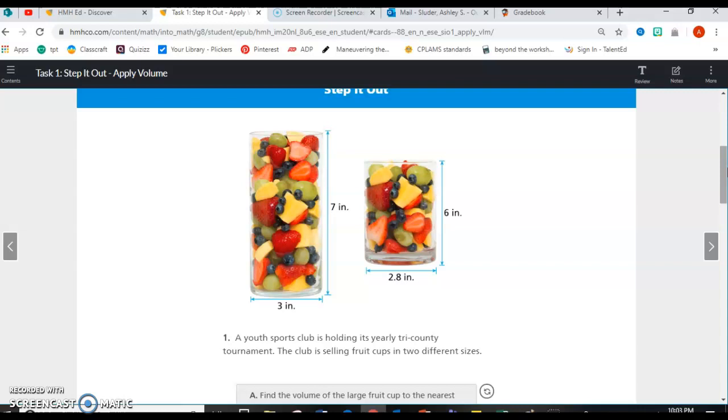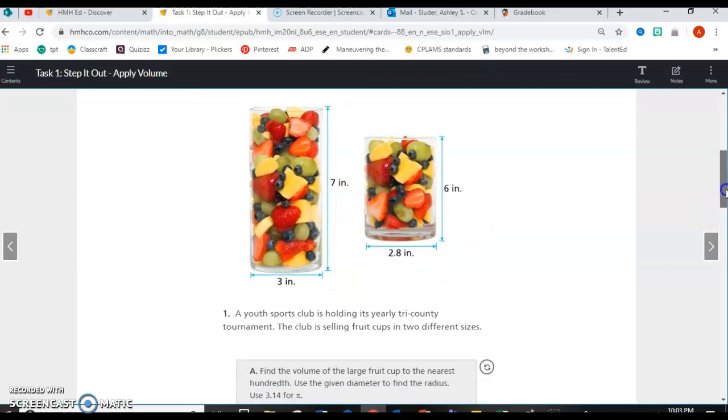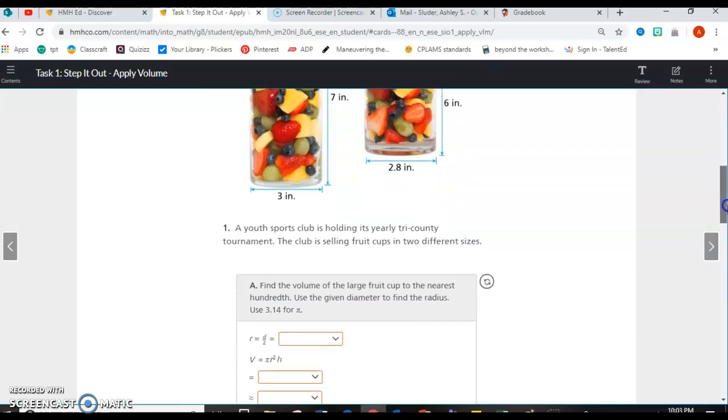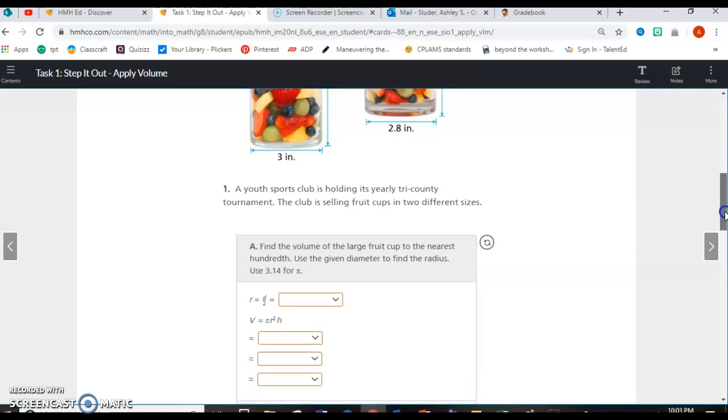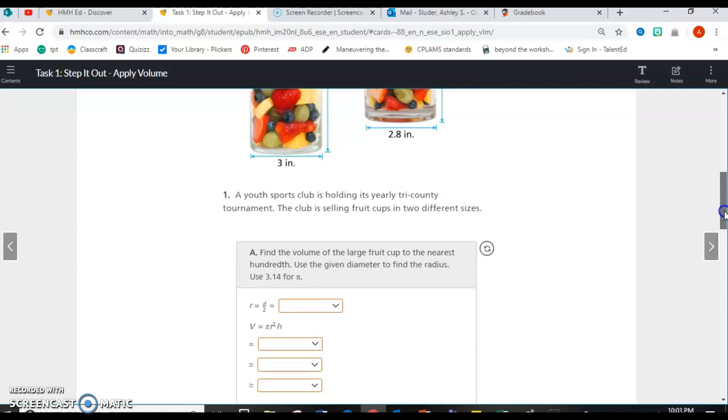So below we have two different cylinders that are fruit cups. It says a youth sports club is holding its yearly tri-county tournament. The club is selling fruit cups in two different sizes. So we have our regular fruit cylinder and our large fruit cylinder. And we just want to compare the volume and the prices. The first question says find the volume of the large fruit cylinder cup to the nearest hundredth and use the given diameter to find the radius. Use 3.14 for pi.